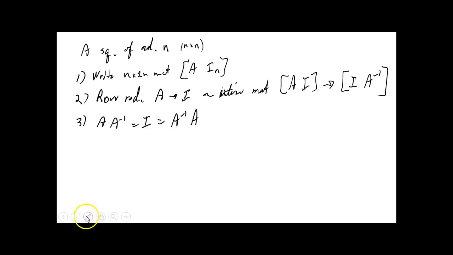Let's do example 3, which is a far simpler thing than talking about the others. So find the inverse of this matrix. Here's matrix A.